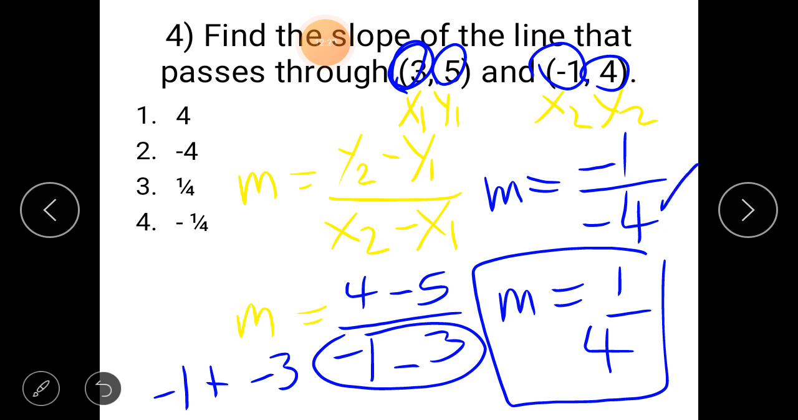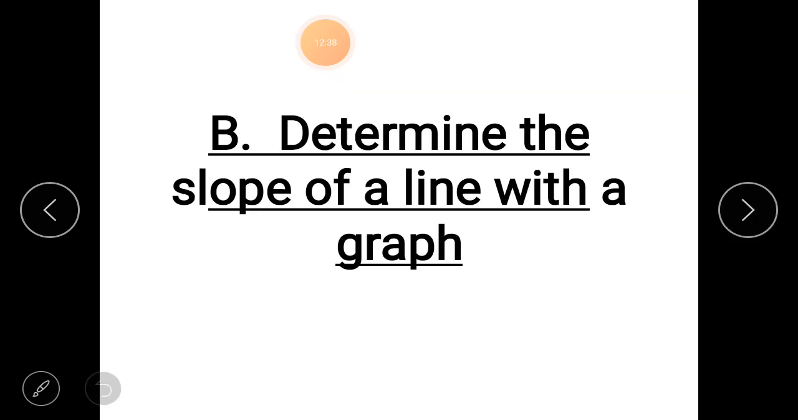Okay? So your final answer here is negative 1/4. Sorry, no, it's positive 1/4 because you have negative 1 over negative 4. Negative divided by negative, you'll get positive. Okay? Be careful with the sign.